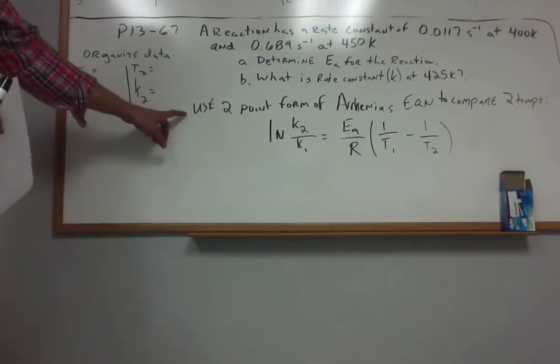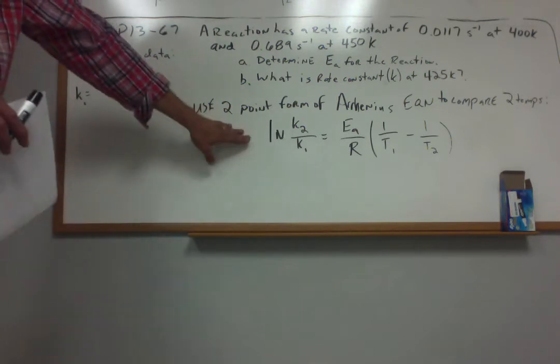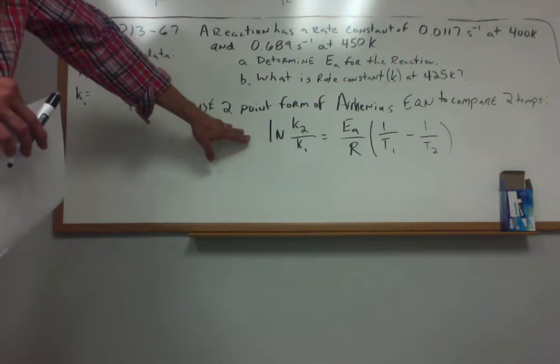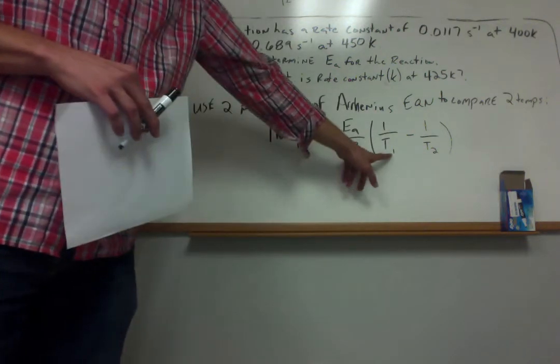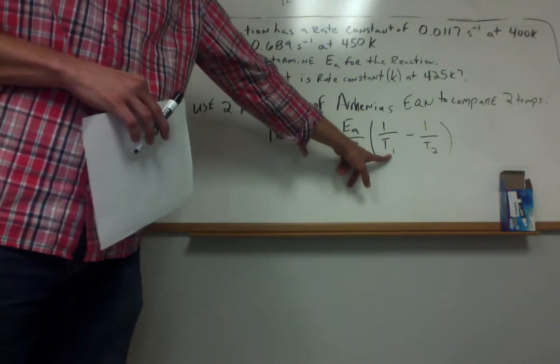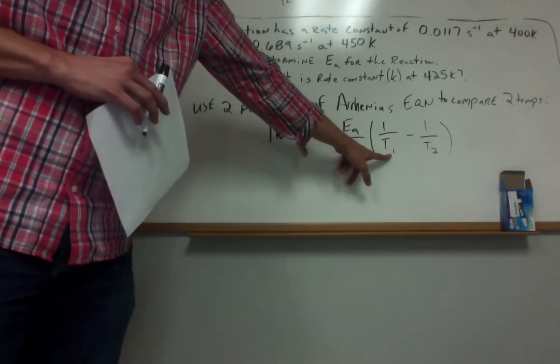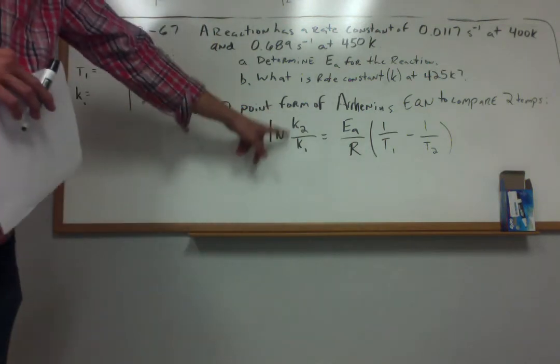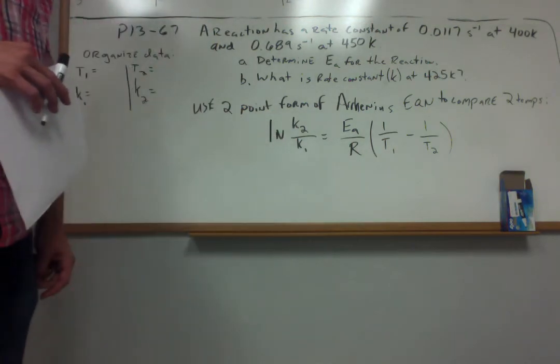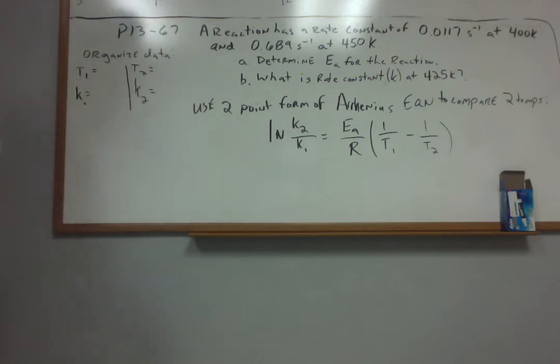We can use the two-point form of the Arrhenius equation, shown here, to compare rate constant values at two different temperatures, T1 and T2. These are Kelvin temperatures, not Celsius, so keep that in mind. You need to substitute in Kelvin temperatures when dealing with the Arrhenius equation. The K's are the corresponding rate constants at the two different temperatures. So let's look at using this equation to help us solve.